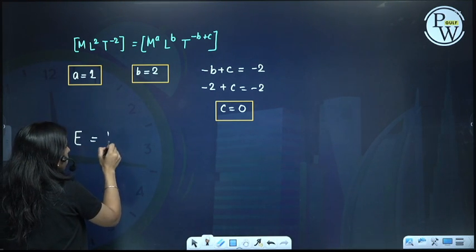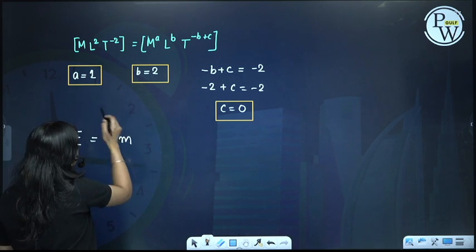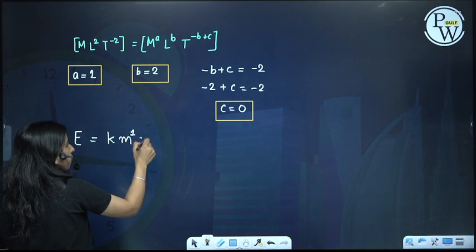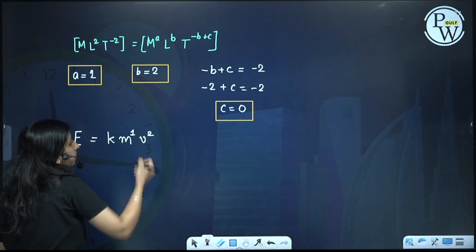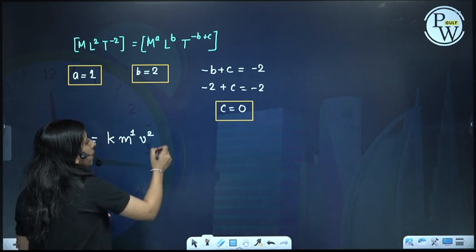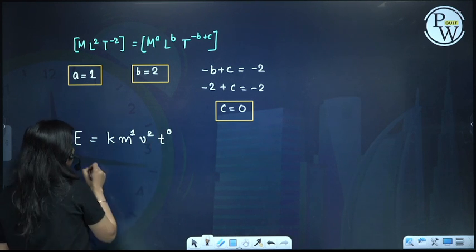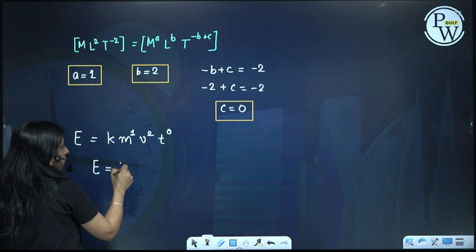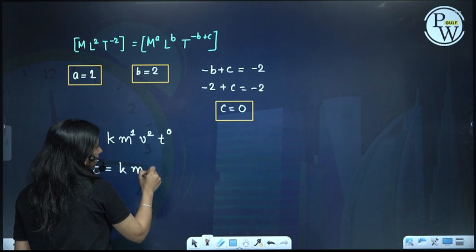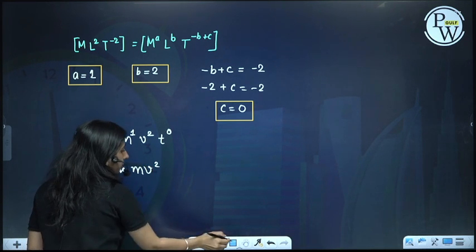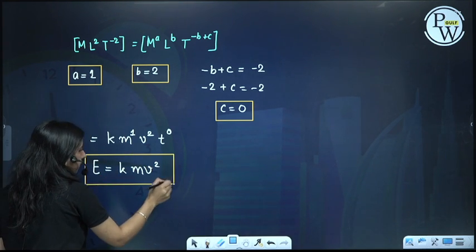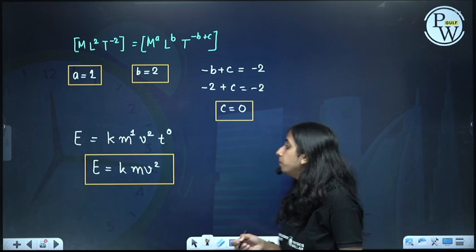Energy is equal to k times m raised to the power a, v raised to the power b, and t raised to the power c. So t raised to the power 0. So we will get the expression for the energy as kmv square.